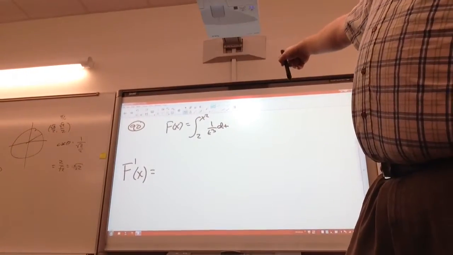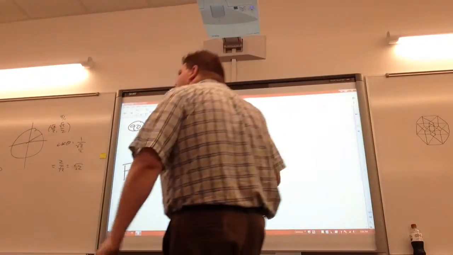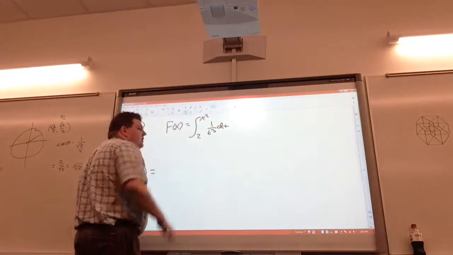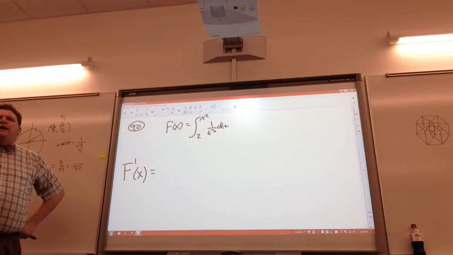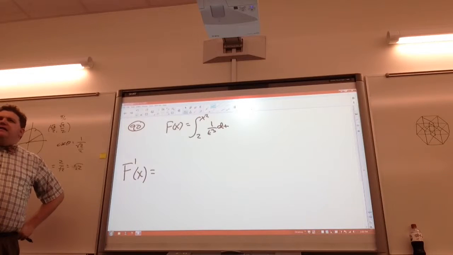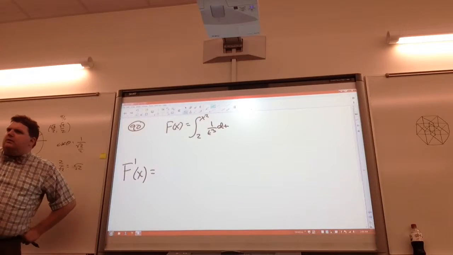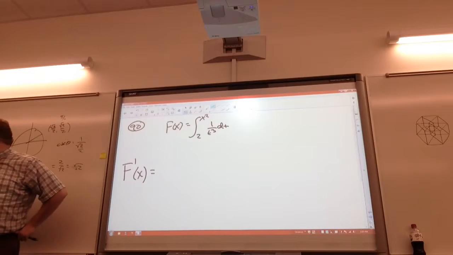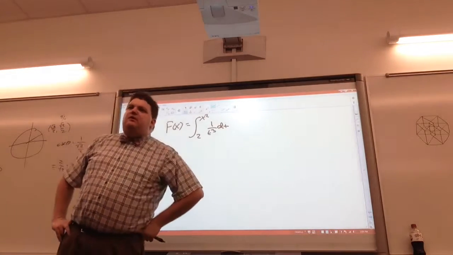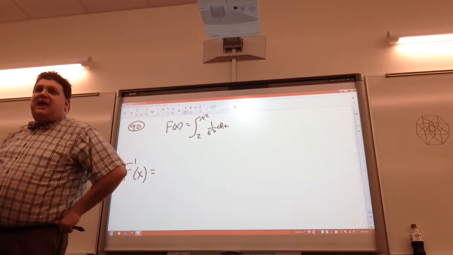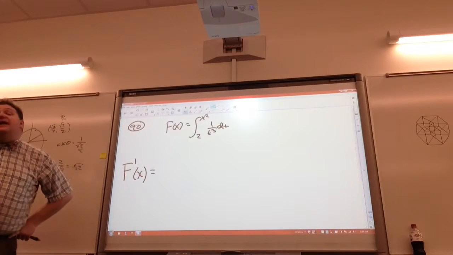I'm used to doing this from a constant to x, like from 2 to x. But do I have just x? No, I have x squared this time around. Now it's going to affect things slightly. It's going to change the outcome a little bit. We don't want that to be x squared. We want that to be x, or some other variable that I can deal with.